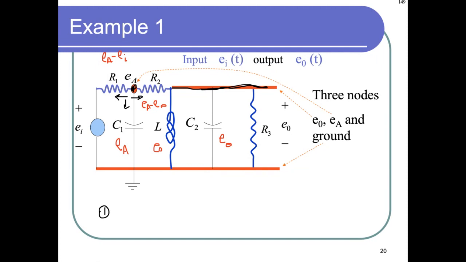Yes, Mazen? EA minus EI over R1. Yes, EA minus EI over R1. Okay, what else do we need? So this current, what else do we need?